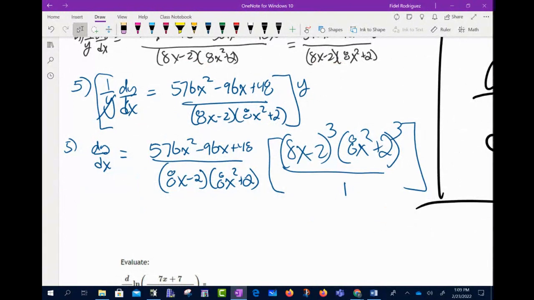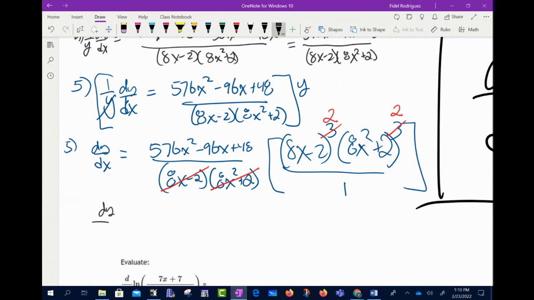Last part, this is where we're going to do some of the canceling. Is anything on the top going to cancel anything on the bottom? Y'all agree this 8x minus 2 will cancel with one of those, and I'm still going to be left with how many of them? And wouldn't this one down here cancel with one of those, leaving two of those as well?